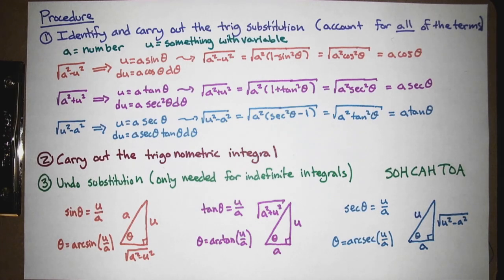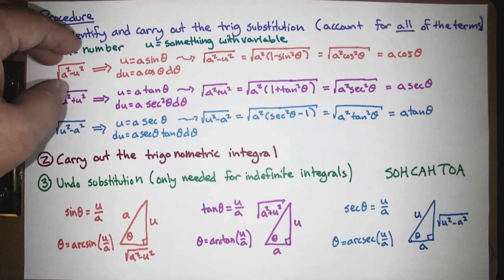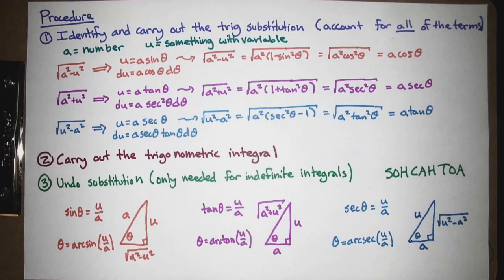I need to be able to write it in one of 3 different ways, where I have a being a number, u being something with a variable. I will say on the equation sheet we did b instead of a, where b is a number, u is a variable thing. But that was mostly because a and u looked way too similar when we printed it out.